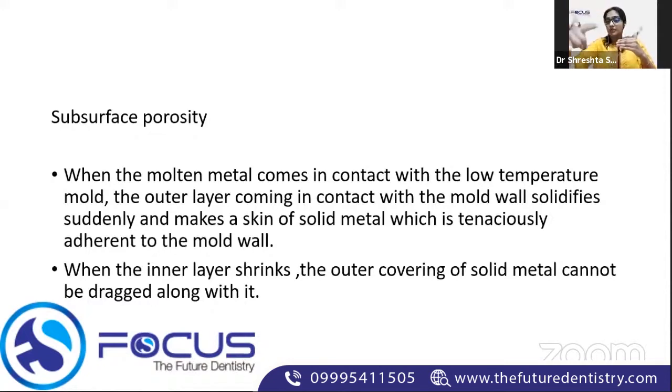Now, the outer surface, which is in close contact with the mold, will solidify first, and this makes a very thin skin-like appearance. That is, a skin of solid metal is found towards the mold wall, attached onto the mold wall. Now, when the interior layer shrinks, the outer surface cannot be dragged along with it. So what happens is you have an outer layer, you have a liquid layer, and then again you have an interior layer. So you have three different layers. So that is subsurface porosity.